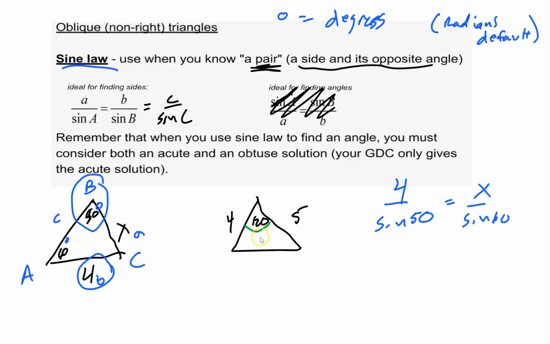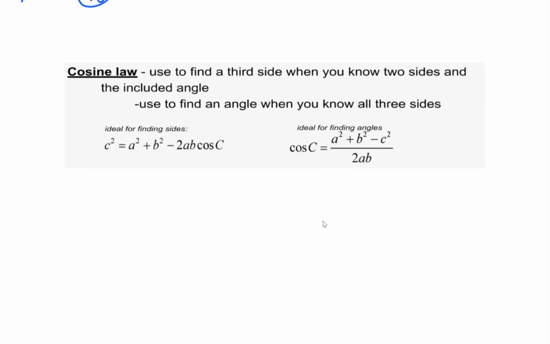This one over here, if you look at this one, I have no pairs. Here's my angle. The side opposite, I have no idea what it is. Here's the side, angle opposite, no idea what it is. Here's a side, angle opposite, no idea. So you can't use law of sines on this one. So that's when we use law of cosines.